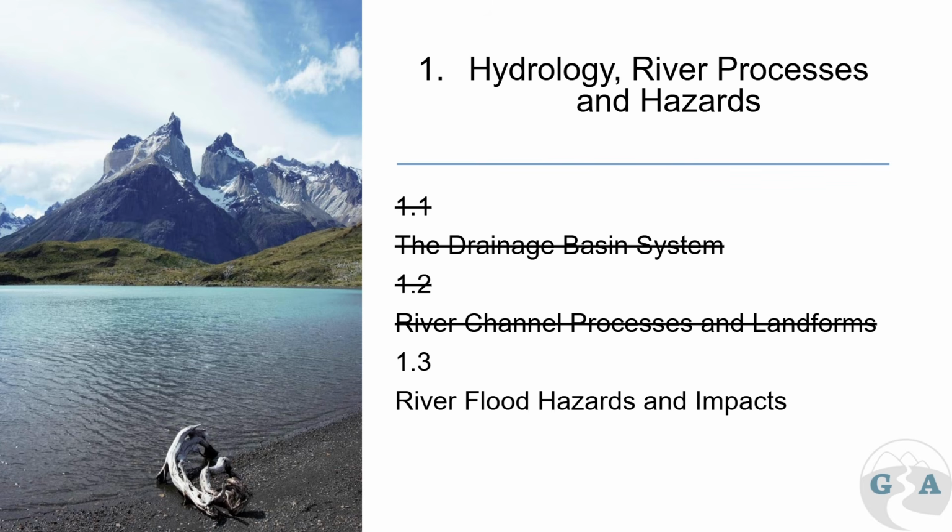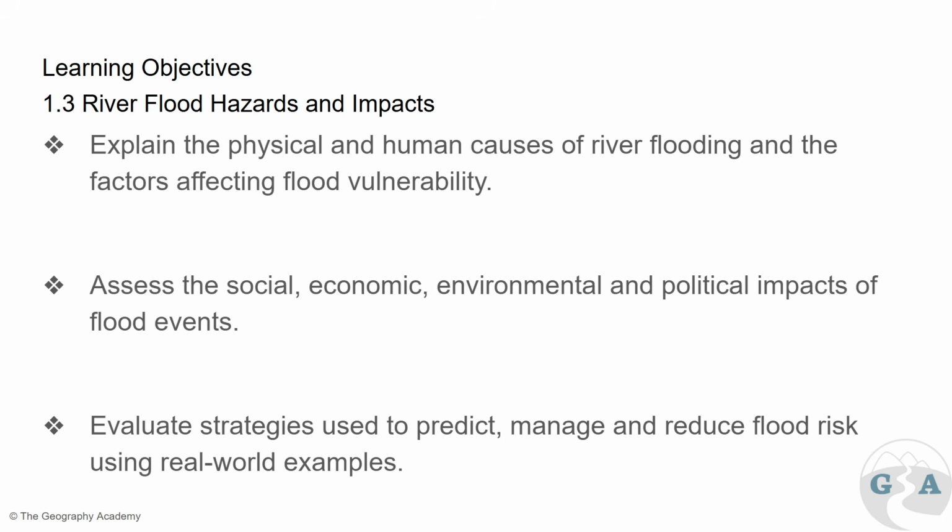In Unit 1, then 1.3, we're looking at river flood hazards and impacts. In our learning objectives, there are three main ones here: to explain the physical and human causes of river flooding and the factors affecting flood vulnerability, assess the social, economic, environmental, and political impacts of flood events, and evaluate strategies used to predict, manage, and reduce flood risk using real-world examples.